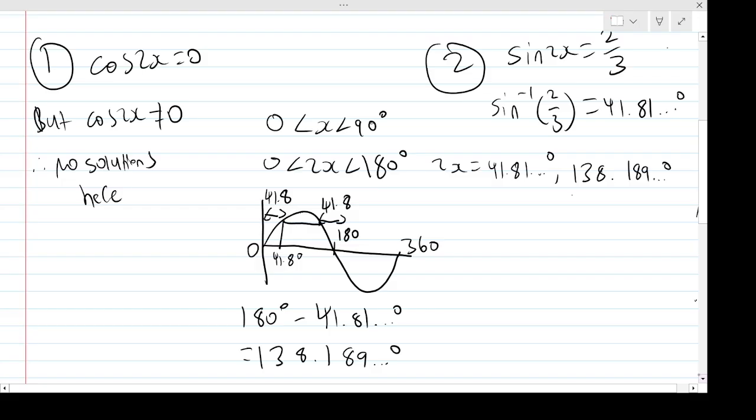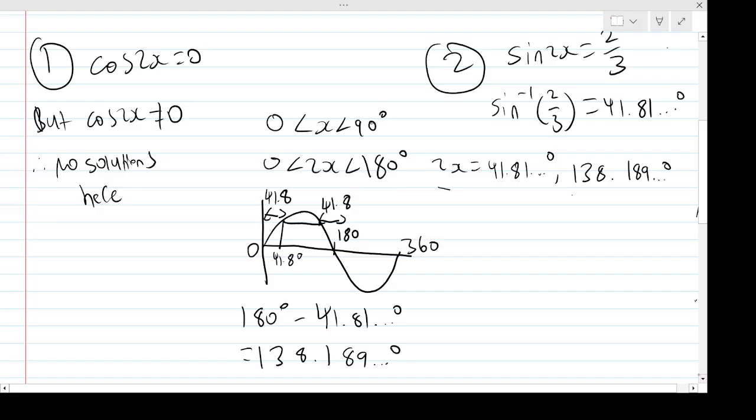But actually, if we were to add 360 on to these values, we would be exceeding 180, which is the maximum in our inequality here, right? So actually, these are the only two values we need here, right? That will fit in with our range of values, between 0 and 180.